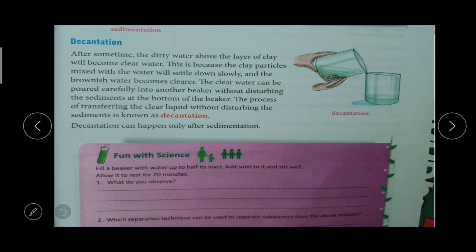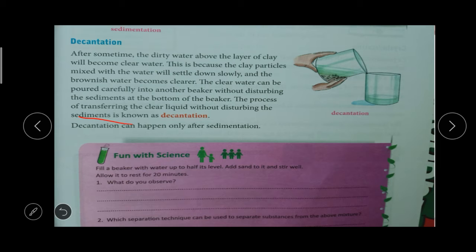Then we can pour this clear water carefully into another beaker, without disturbing the waste particles at the bottom of the beaker. This process is called decantation. We are transferring the clear liquid without disturbing the sediment, the settled particles. We can do decantation only after sedimentation.